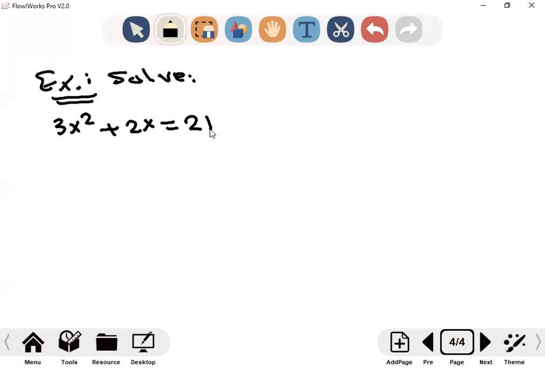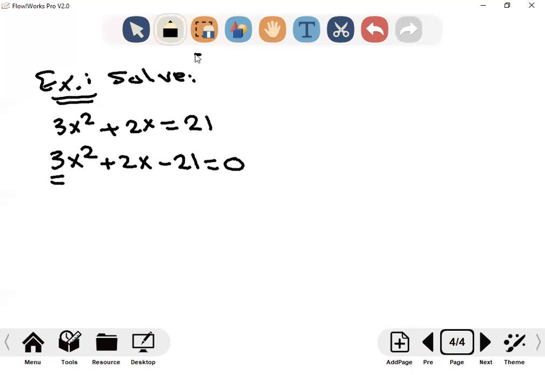Now here we said one of the sides should be 0, right? So this is 21, shift it here. It will be 3x power 2 plus 2x minus 21 equal what? 0. Can you get rid of this 3? Can you divide all the terms of the equation by 3? No. The 2 cannot divide by 3. And if you divide 2 by 3, it will be 0.666 repeated. So it won't be valid.